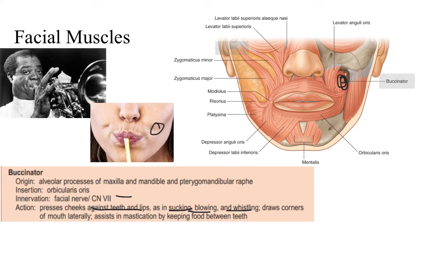Here we see the zygomaticus muscles in action with a sucking motion, and here we see the zygomaticus muscles in a blowing motion. When it does this, you're going to see the corners of the mouth drawn laterally. So the corners are going to come this way a little bit as we're sucking. Another function of it is to keep the food between the teeth. So we contract that muscle and the food is kept between the teeth so that we can chew it adequately.